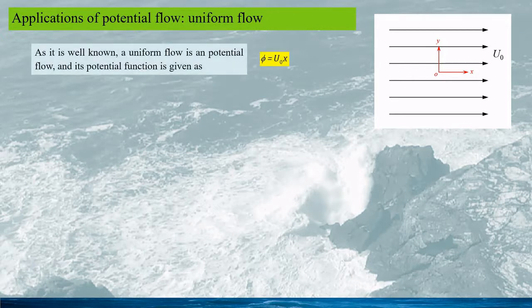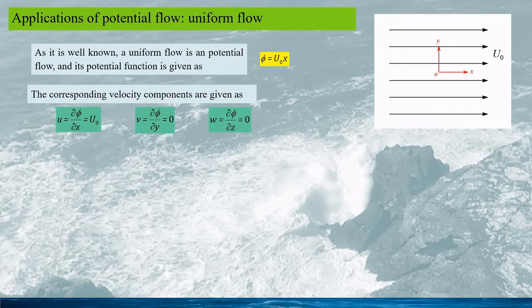The velocity potential function of a uniform flow is simply given as this, and the corresponding velocities are calculated using these equations. We can see there's only one non-zero velocity component, u, equal to the uniform flow velocity u0.